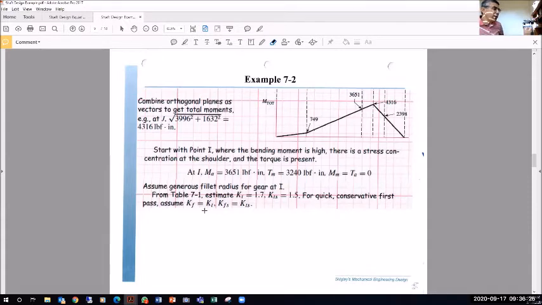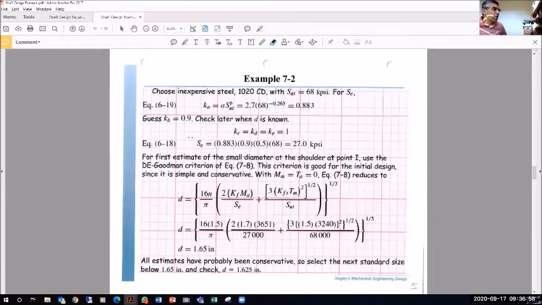Now, you know that KF and KFS should always be less than KT and KTS. So here we say conservatively, I'm going to let KF be the same as KT and KFS the same as KTS. Should I apply notch sensitivity? Notch sensitivity mostly would be less than 1. I expect that these numbers should go down. But again, I want to be conservative, so I'm just using KT and KTS for KF and KFS.